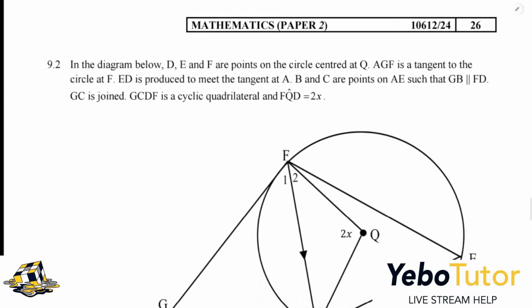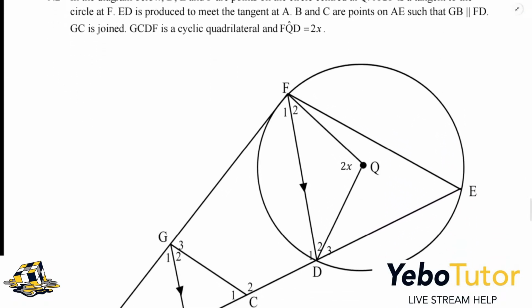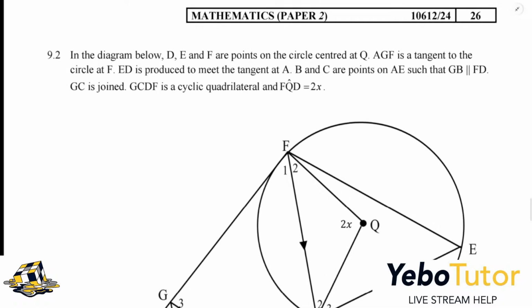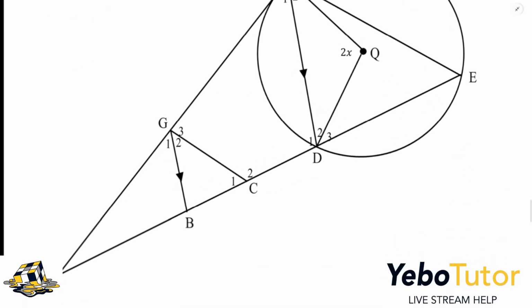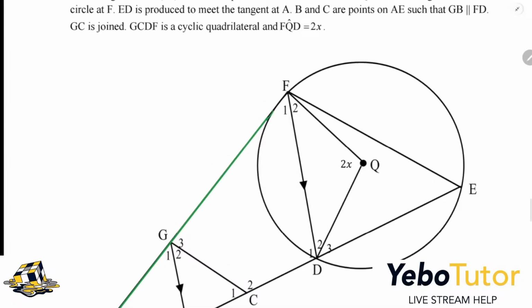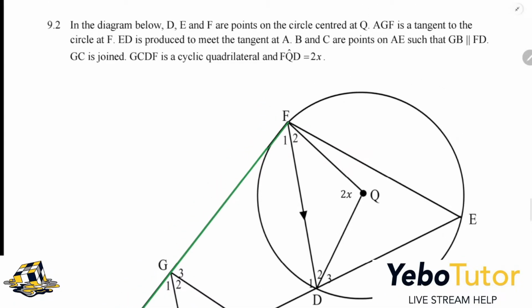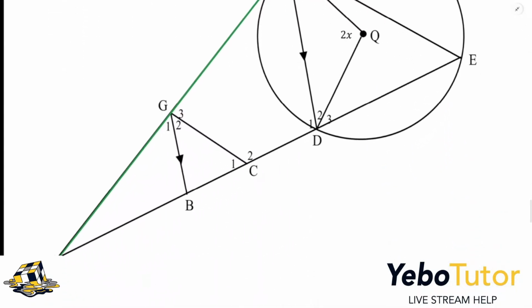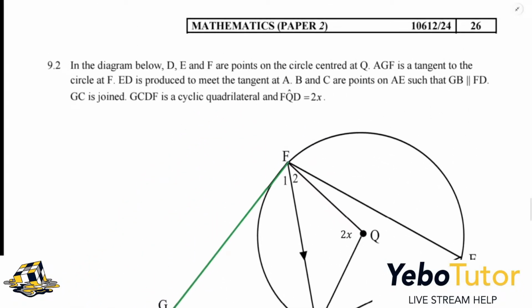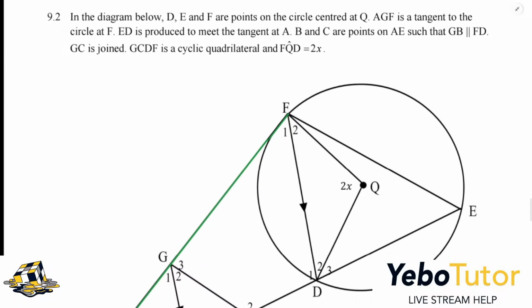Okay, in the diagram below, D, E, and F are points on the circle centered at Q. Okay, this is the center Q. AGF is a tangent to the circle at F. Let's put these tangents in green so that we don't forget that these are tangents. They end here, so this is another tangent, and they say that ED is produced to meet the tangent at A. Of course, they are also saying that B and C are points on AE, and GB is parallel to FD.